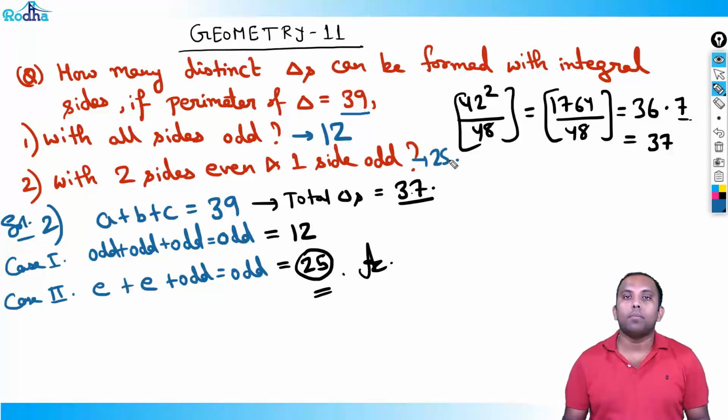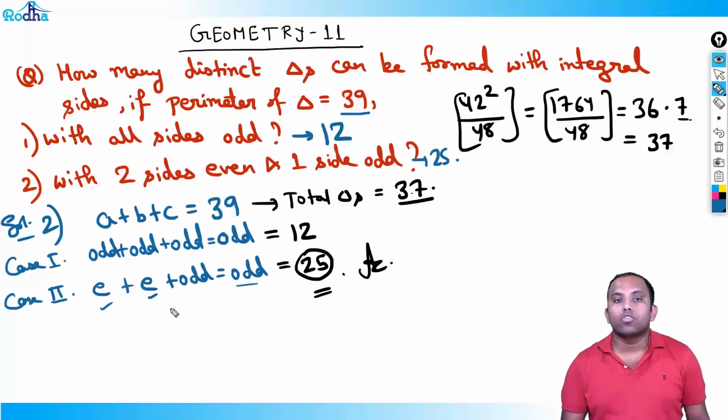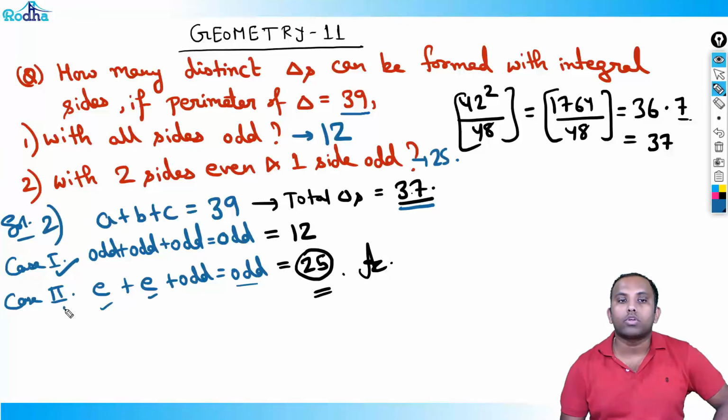Again, same thing, right? A plus B plus C is an odd number. It will be odd in only 2 cases: when all 3 are odd, or when any 2 are even and 1 is odd, right? Even plus even is even, and even plus odd is odd, so the total result is odd. So the total number of triangles consists of only 2 cases, case 1 and case 2.